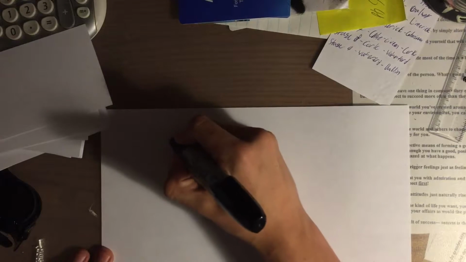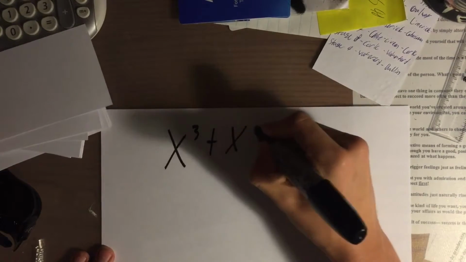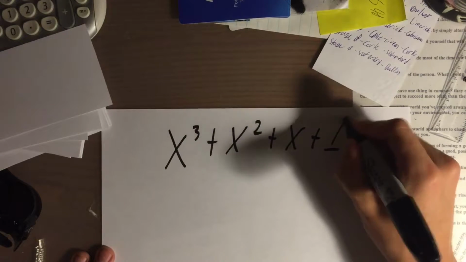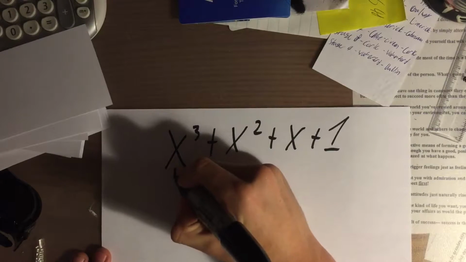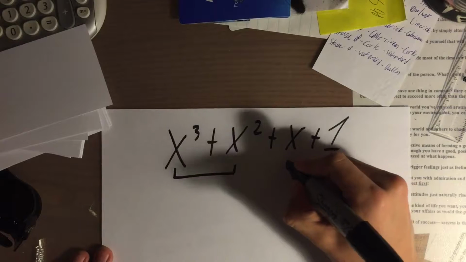Let's begin with an easy grouping problem. Our first problem will be x to the third plus x squared plus x plus 1. The first step is to group the terms. How do we do that? Well, we take the first two terms and we put that into a group. Then we do the same with the second two terms.